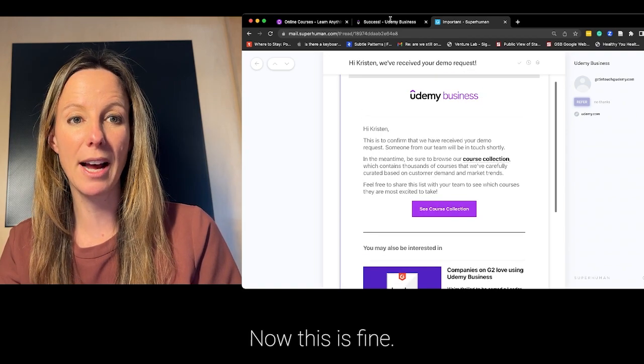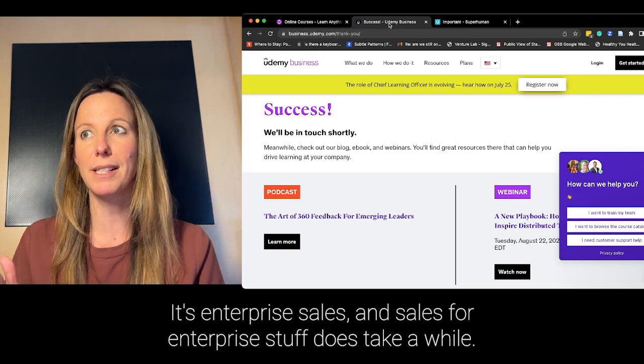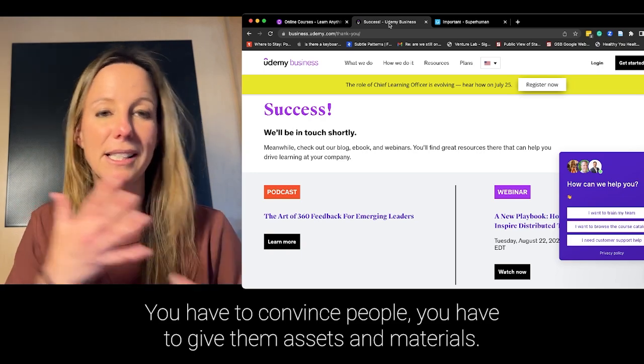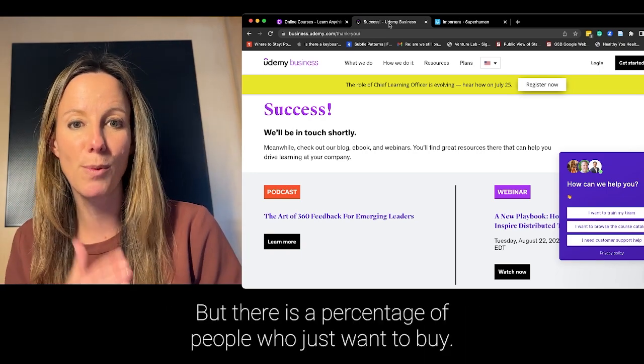We'll be in touch. Now, this is fine. It's enterprise sales, and sales for enterprise stuff does take a while. You have to convince people. You have to give them assets and materials. But there is a percentage of people who just want to buy.